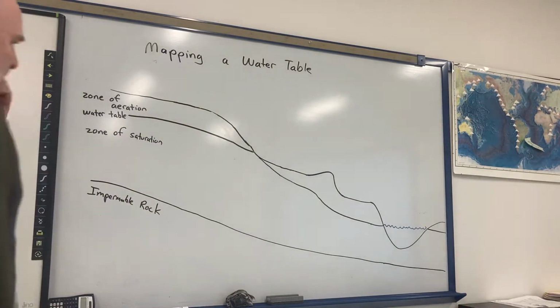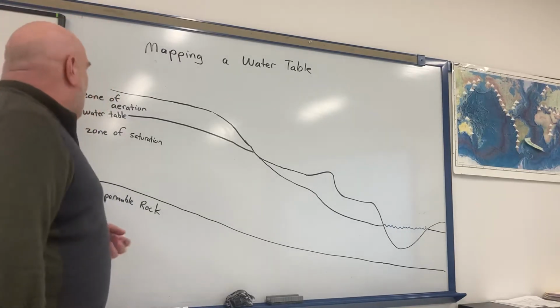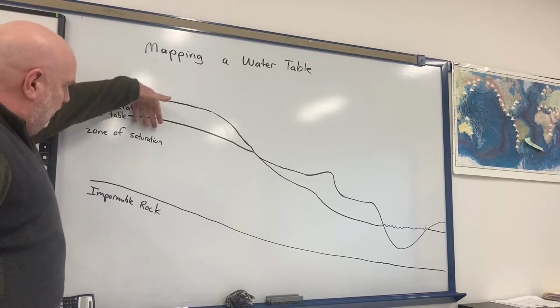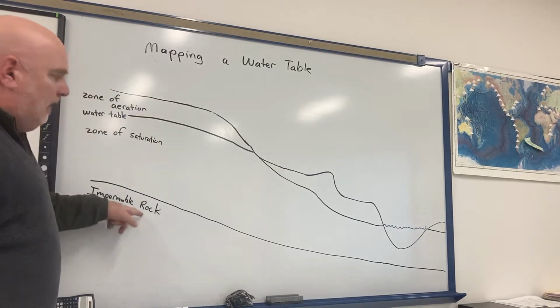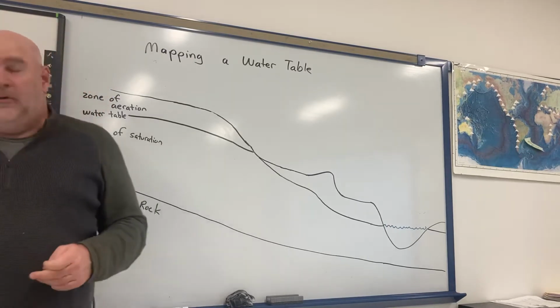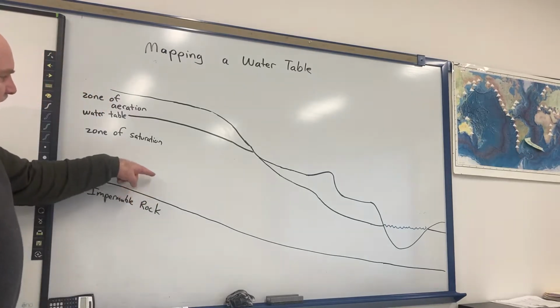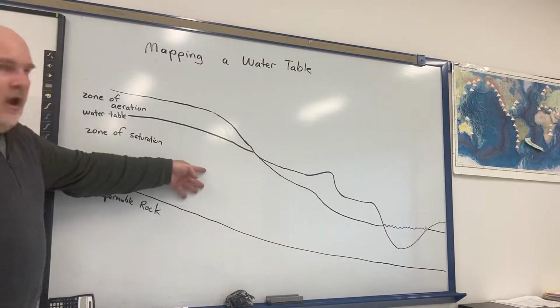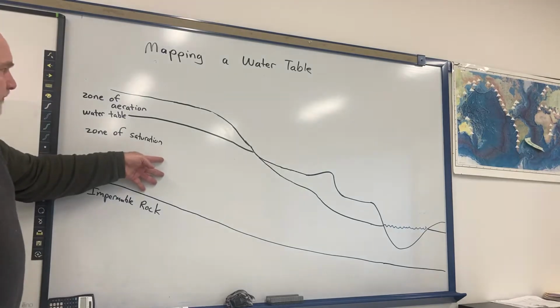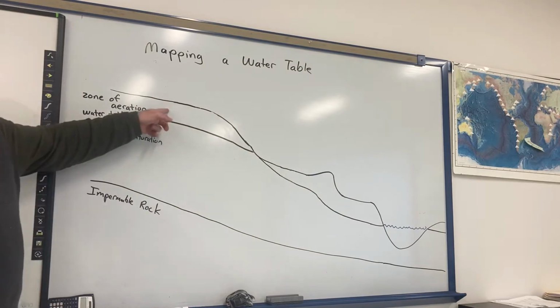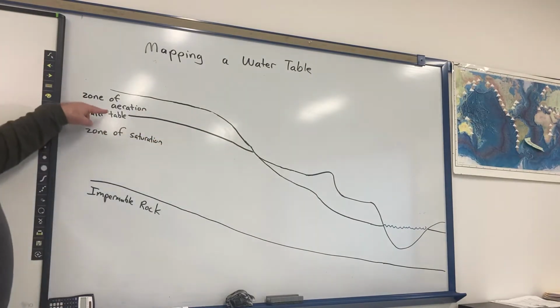All right, so remember what happens when water soaks in the ground. Water soaks in the ground and it goes downward until it eventually hits solid rock, impermeable rock. And from that point, the water starts to build up. And down here in the zone of saturation, this is where all the pore spaces are filled with water. Up here, the zone of aeration, that's where all the pore spaces are still filled with air, and the boundary between them right there is the water table.